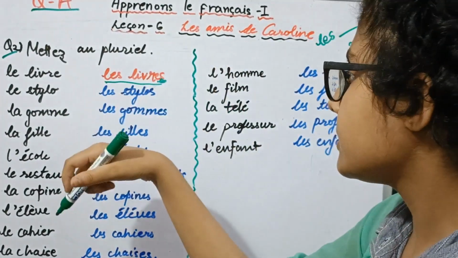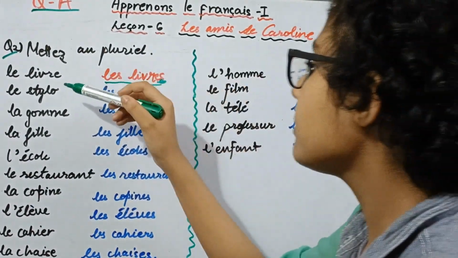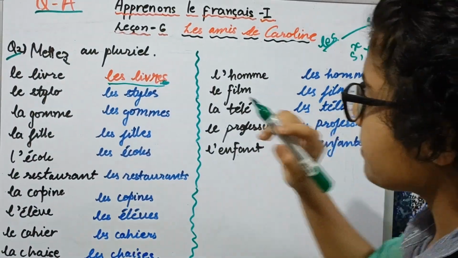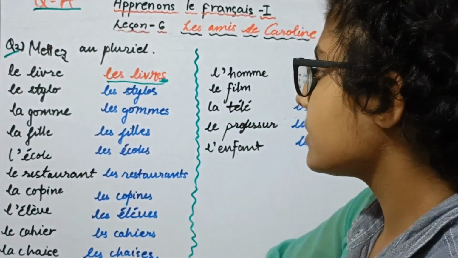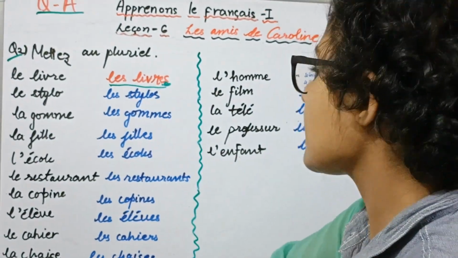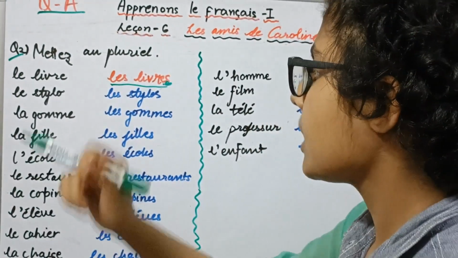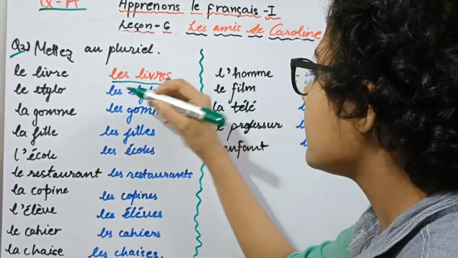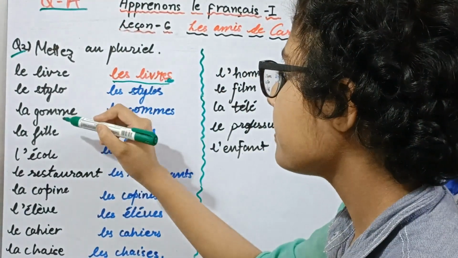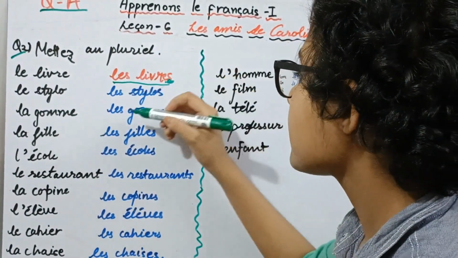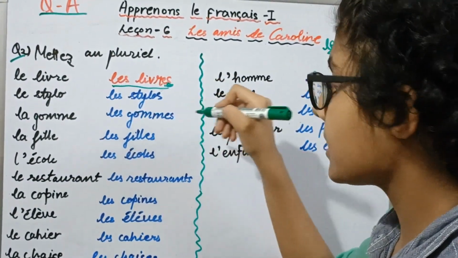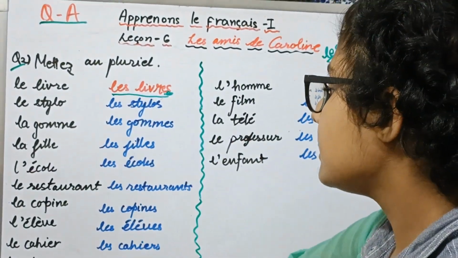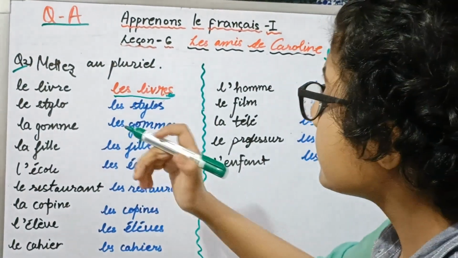So all of these words written here end with an s, and they will take the s in the plural form with les. The first one is le livre, the second one is les livres. Le stylo, the pen, les stylos, the pens. La gomme, the eraser, les gommes, the erasers. La fille, the girl, and les filles, the girls.